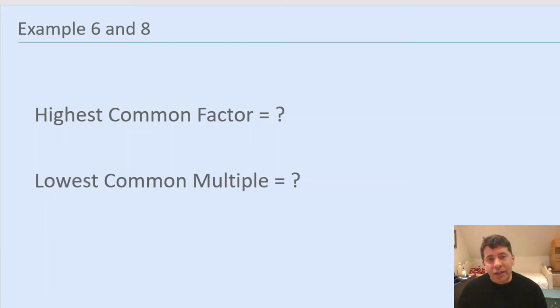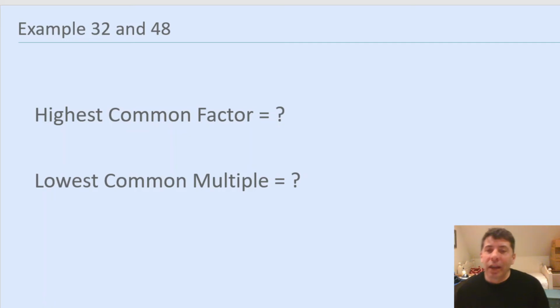Times them together, 6 and 8, we get 48, we get a common multiple, but there is a lower common multiple. We can go lower. 24. 24 is 4 times 6. 24 is 3 times 8, so that's the lowest common multiple. 2 is the highest common factor. 24 is the lowest common multiple.